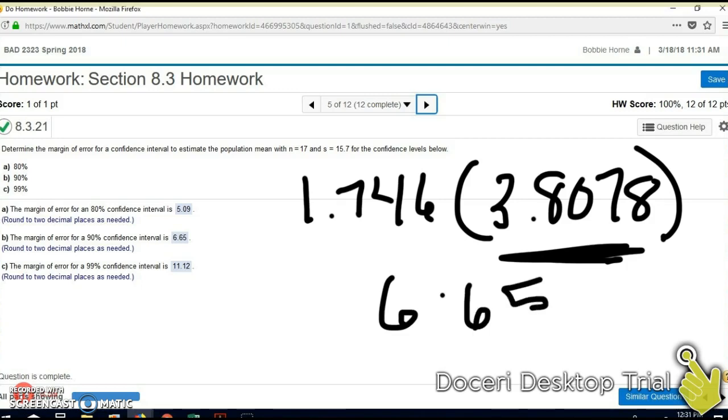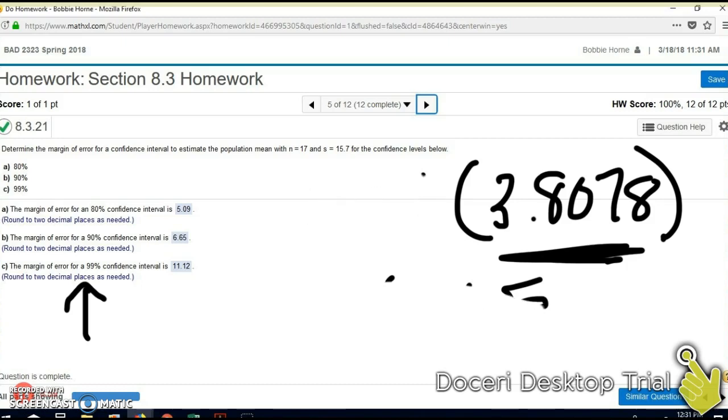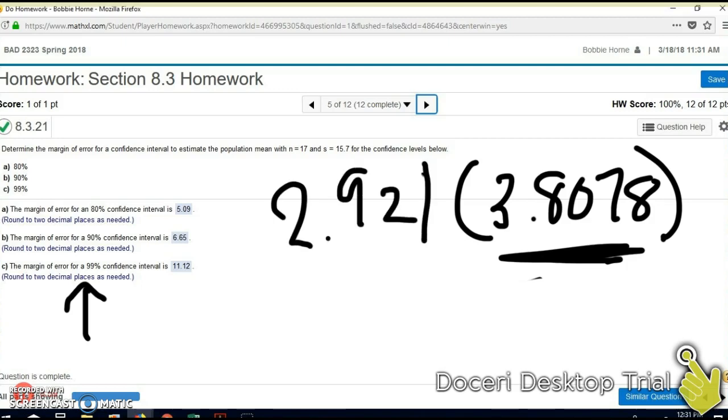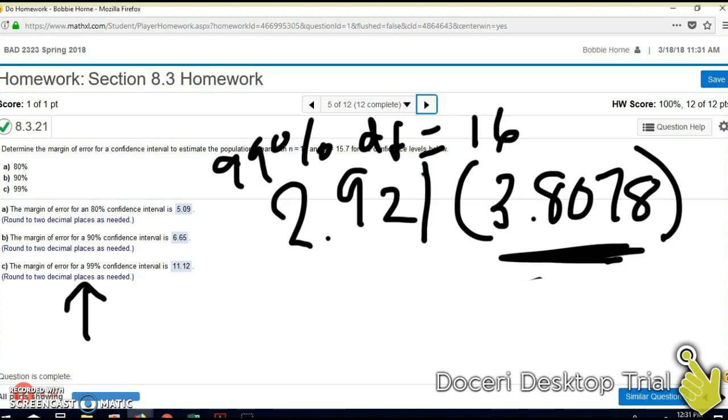For the next one, you would do the same thing. You would go to your degrees of freedom of 16, but the confidence interval would be 0.99. So we're going to erase this number here, and our t-value, if we looked it up in our chart, would be 2.921. All you do is look up 99% confidence interval and degrees of freedom of n minus 1, which is 16. So when you multiply those together, you get 11.12.